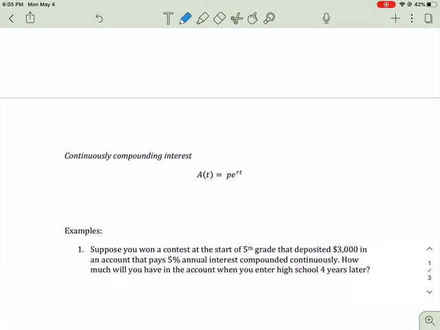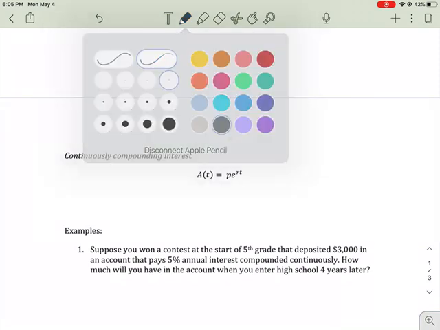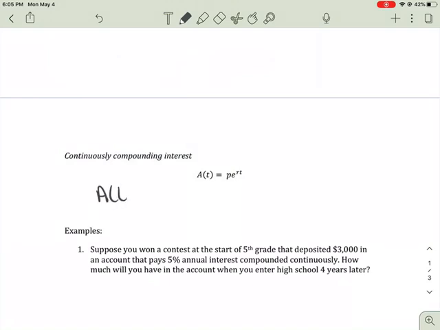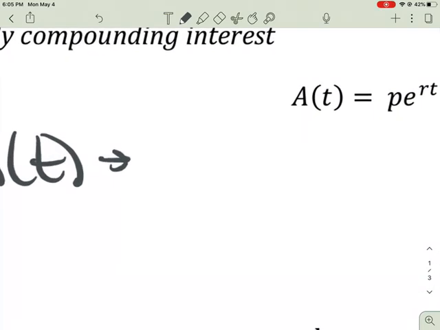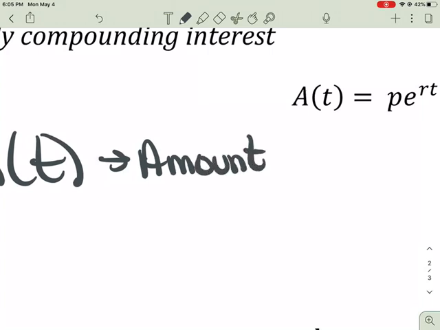If you want to think of continuously, think of the national debt, something that keeps going every second, up and up and up and up. That is compounding continuously. It's something that's constantly changing, whether it's increasing or decreasing. And this is the formula we're going to use to represent that. So we have A of t, which stands for amount after time. So how much you have after a certain amount of time.